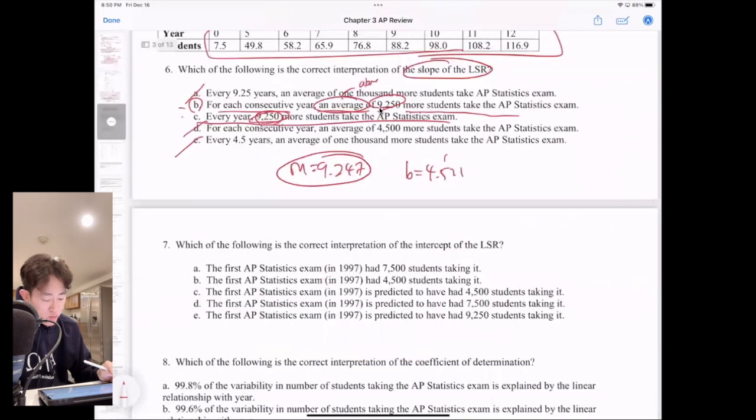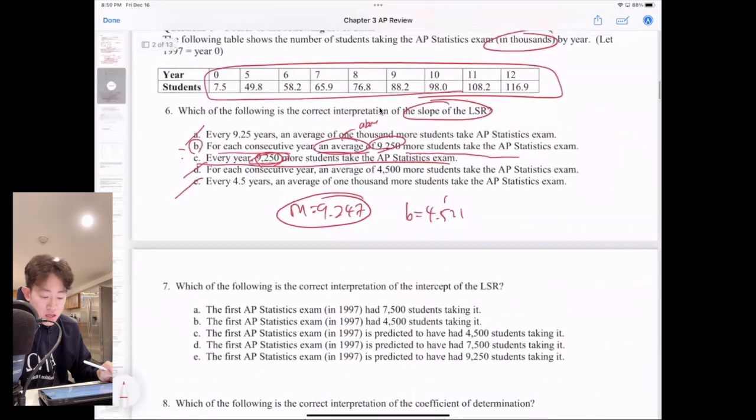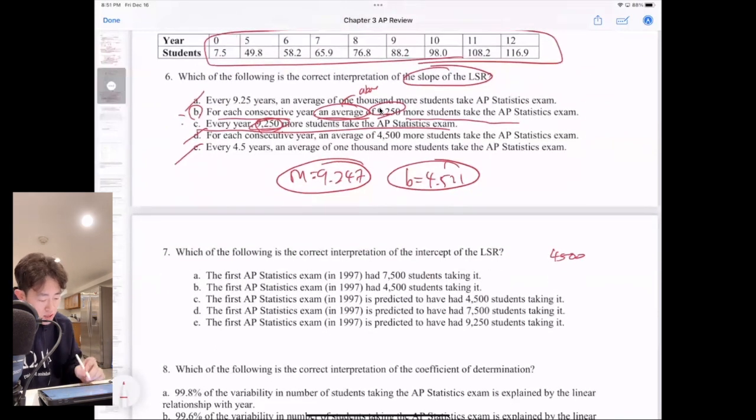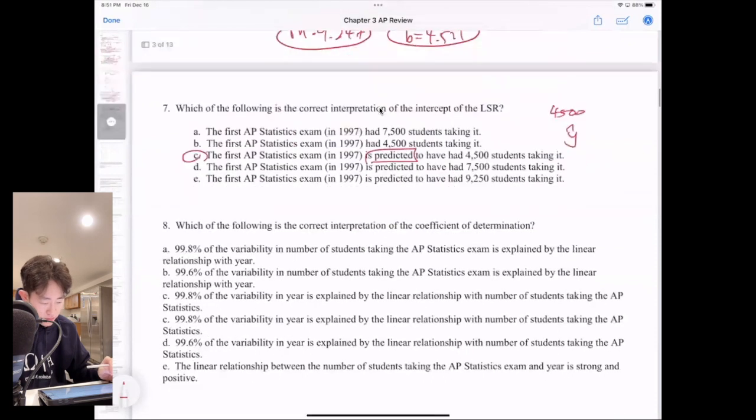Number 7, which of the following is the correct interpretation of the intercept? So the intercept is this, which makes it 4,500 students, and it's going to be the predicted value. Because remember, it's the best line of fit for y hat, so it's C.